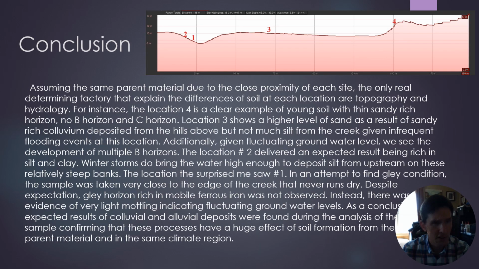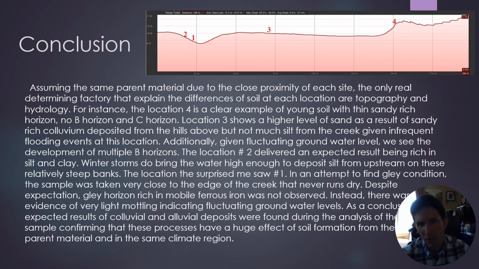So let's move on to our conclusion. And the conclusion is, as was to be expected apart from site 1, the parent material is very similar. It's a sandstone, and we found basically the same kind of sand in all the lower horizons. We found a typical inceptisol at site 4 with a very thin, barely formed A horizon and no B horizon. Site 4 is the slope of a hill.